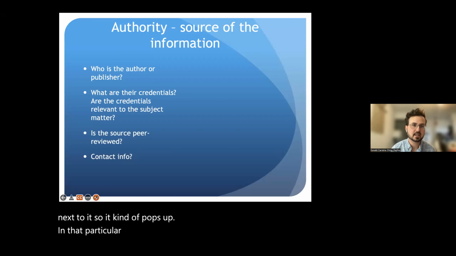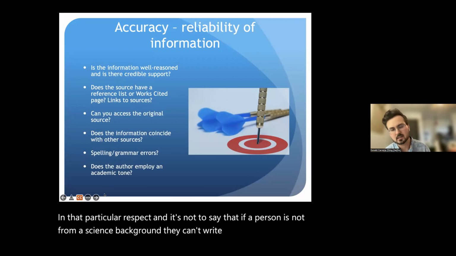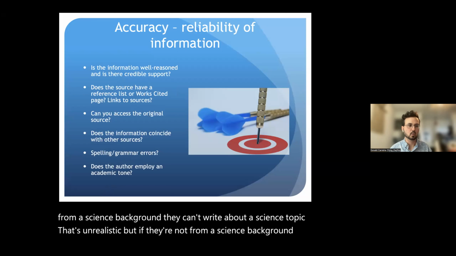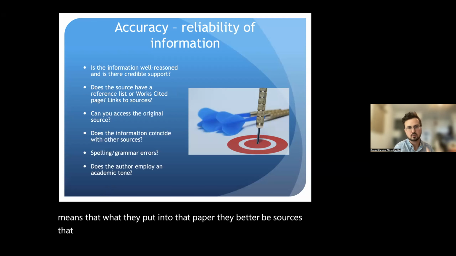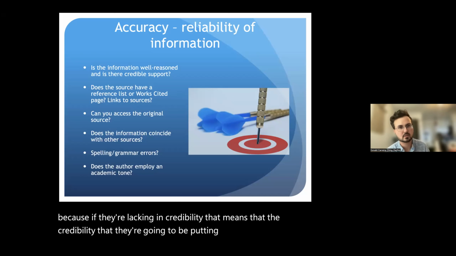Okay, and it's not to say that if a person is not from a science background, they can't write about a science topic. I mean, that's unrealistic. But if they're not from a science background, that means that the sources they put into that paper had better be scientific, factual, believable and credible. Right? Because if they're lacking in credibility, the credibility they put forward needs to come from the sources.